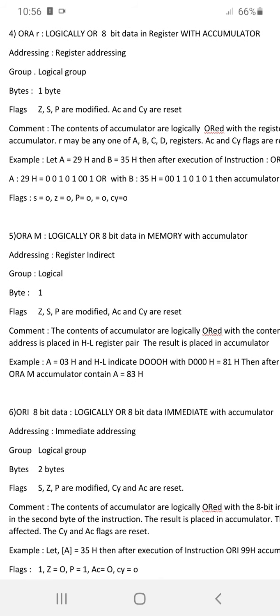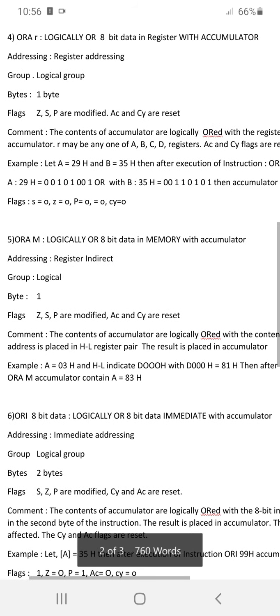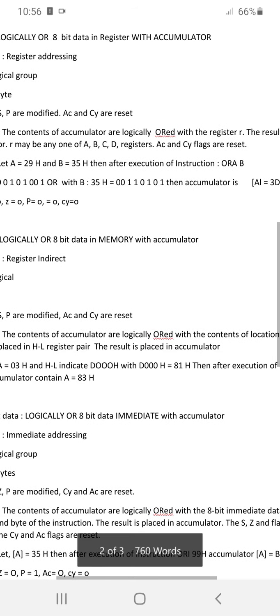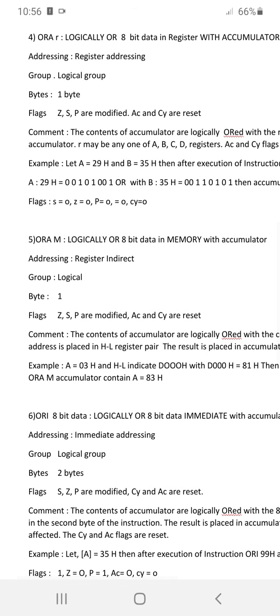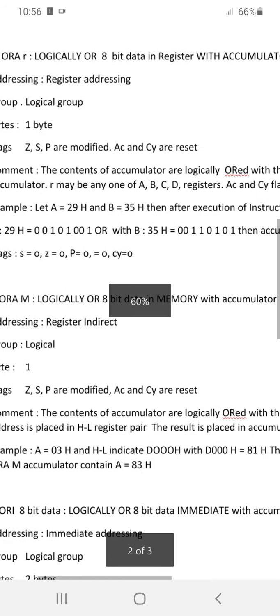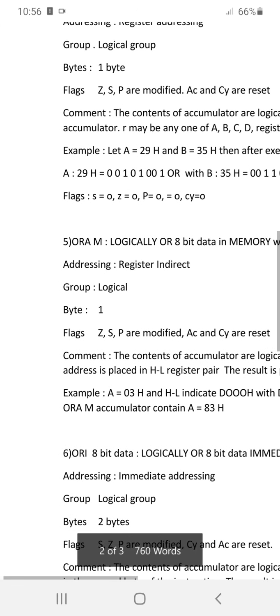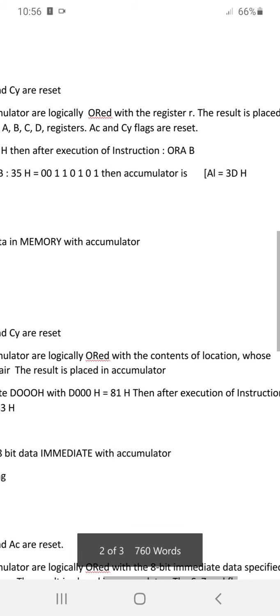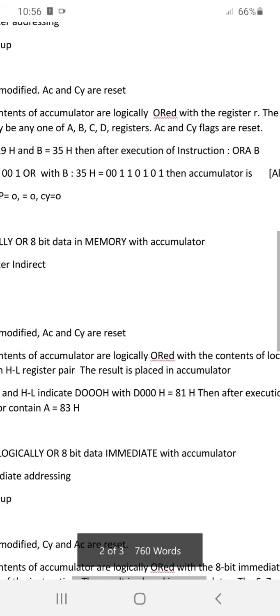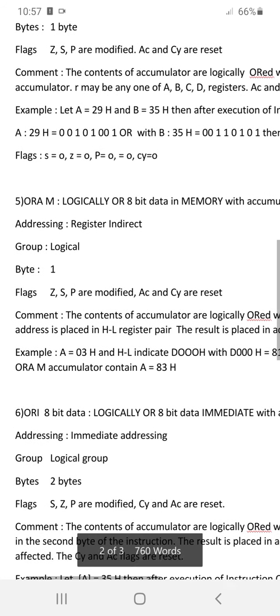The content of the accumulator is logically ORed, that is, it performs the ORing operation with the register content. The register may be A, B, C, D, that is, a general purpose register, and depending on that the flags are reset. Now suppose here the accumulator contains 29 hex and register B contains 35 hex. Then after the ORing operation, that is ORA B, the content of the accumulator becomes 3D hex. So a bitwise operation will be carried out.